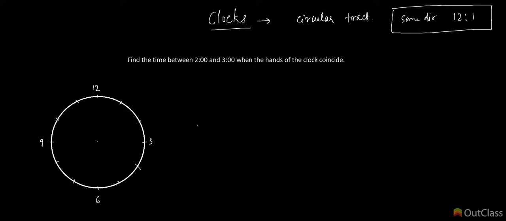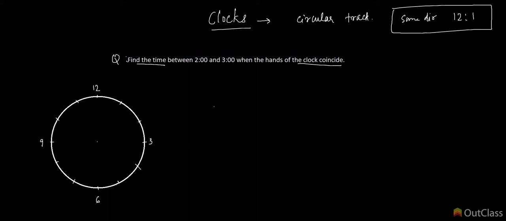Now let's look at the other side. The question is, find the time between 2 o'clock and 3 o'clock when the hands of the clock coincide. So the angle is given. The angle between the hands is 0 degrees. What is the time? Given the angle, find the time.